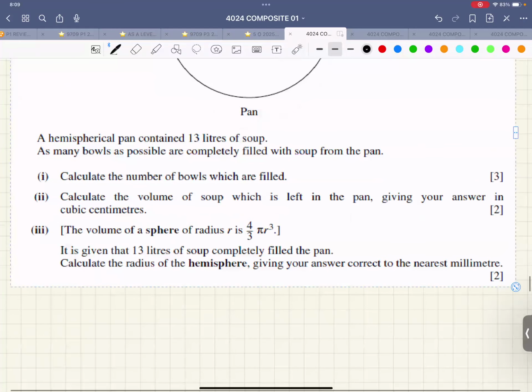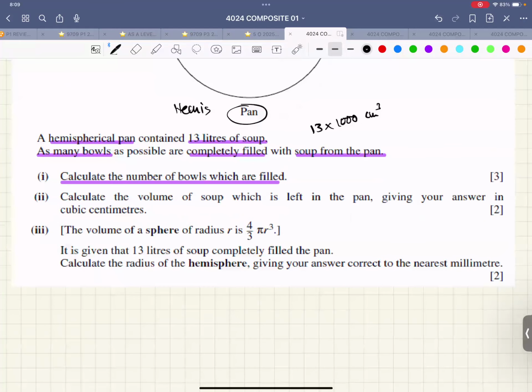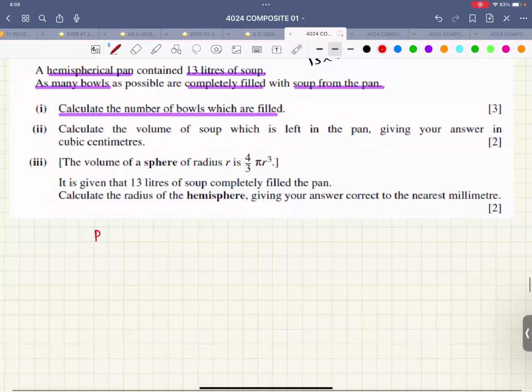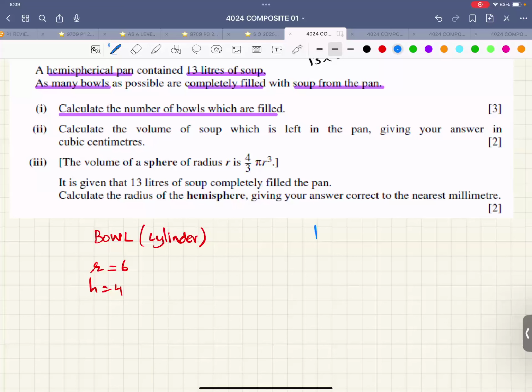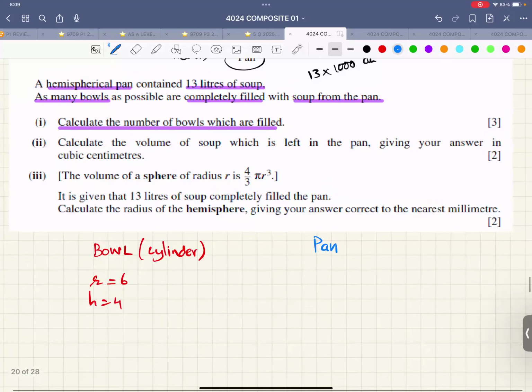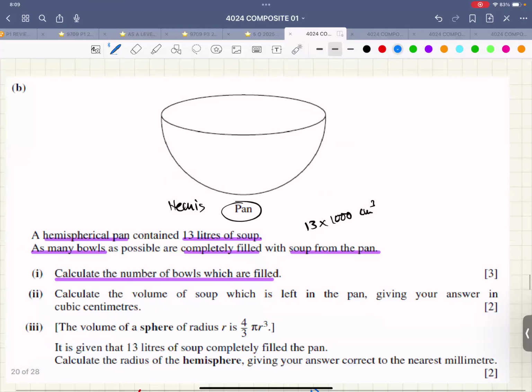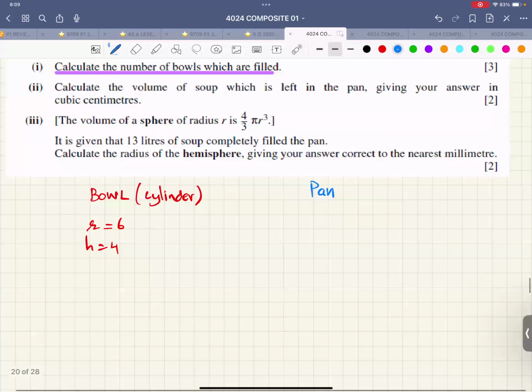So first of all, let me write the information for the bowl. So bowl, this is r is 6, h is 4, and this is a cylinder. And let me talk about the pan. This r is how much? No, it's not given as r. It has only given us the volume. That is 13,000 centimeter cube.